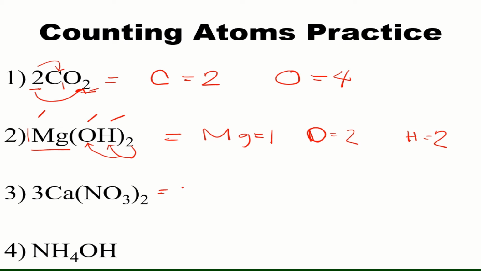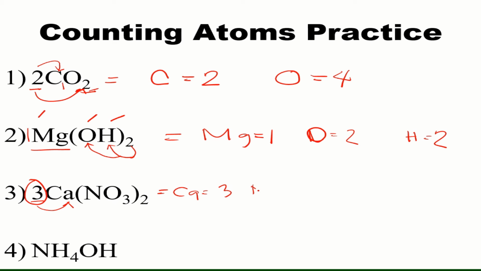This is very simple also. We have here Ca for calcium. We have 3 outside, so multiply to the inside. We have 3 times 1 of calcium, we have 3. Now, here is the interesting part, because for nitrogen and oxygen, we have here 2 for the outside of the parentheses, and we have also 3 as a coefficient.